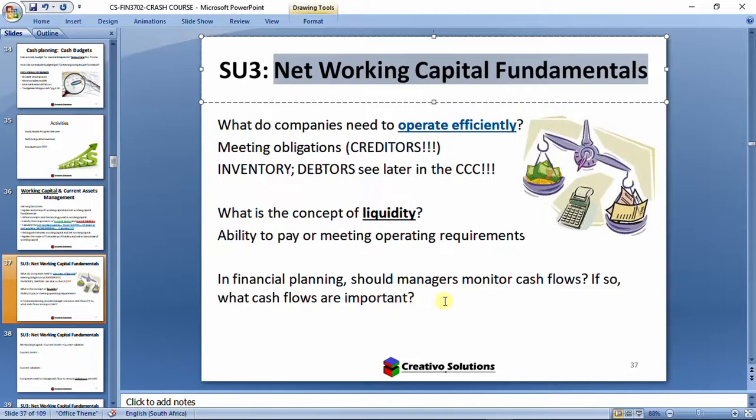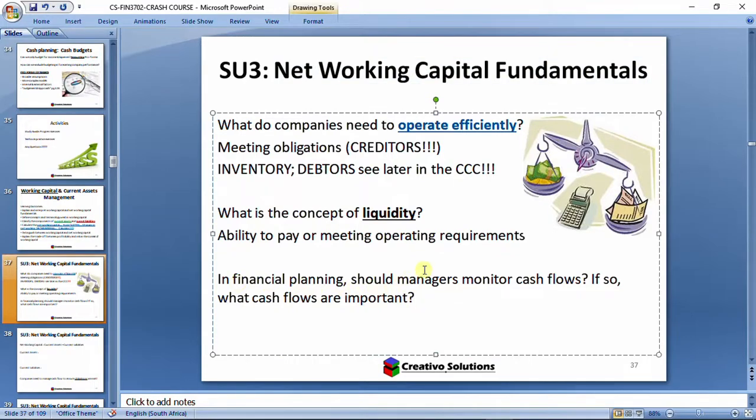The last bit, in financial planning, should managers monitor cash flows? Yes, definitely. Why? Because it gives you an idea of the future, of what you need to do. Yes. Remember, it's working capital. So what cash flows are important? Those that we look at on a day-to-day basis.